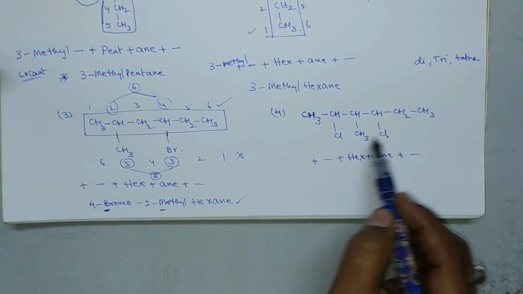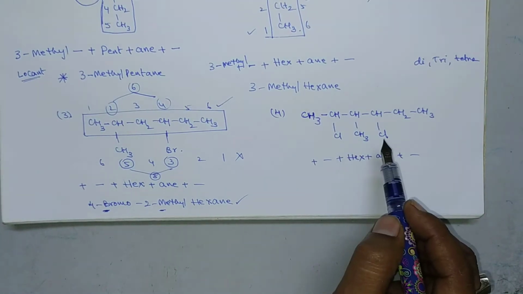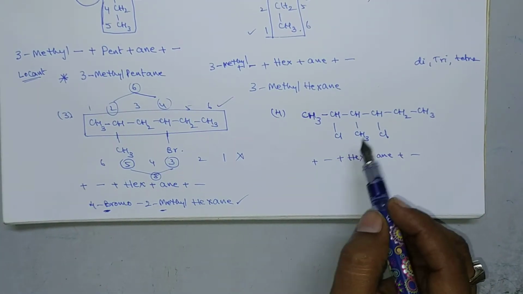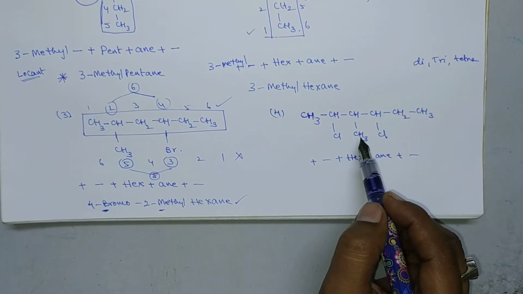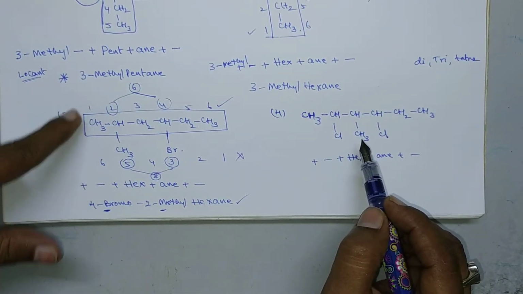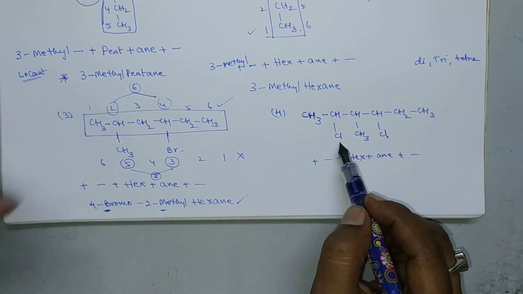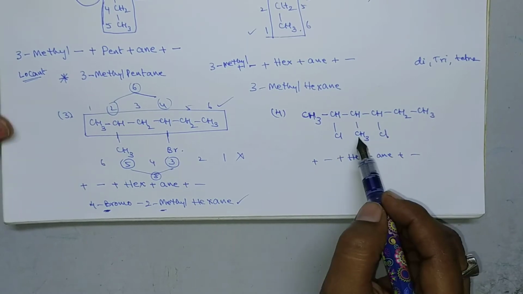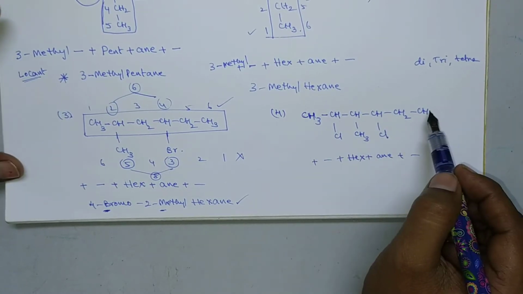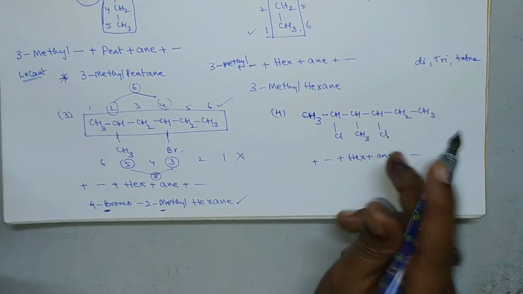So if there are two similar groups, similar substitutions, we can write it as "di". So here we call it dichloro, and one is methyl. As discussed previously, we follow alphabetical order, so we have to write first chloro and then methyl. Okay, dichloro methyl. And what is the locant here? Locant means which indicates the position of substitutions.